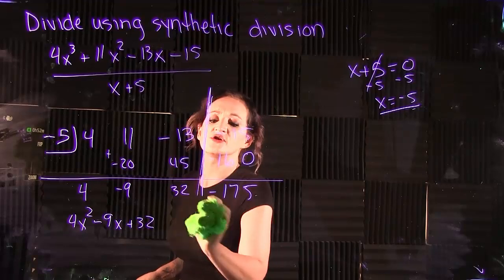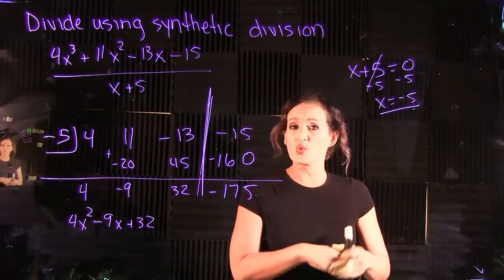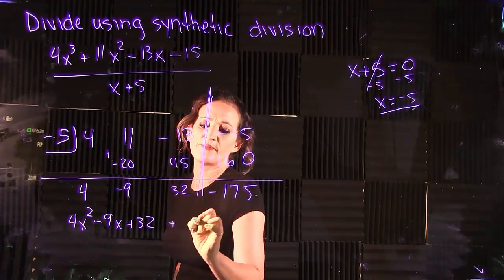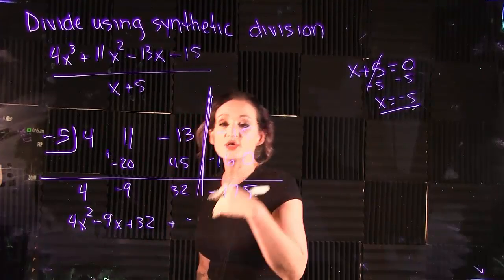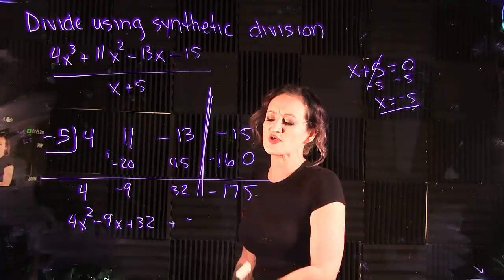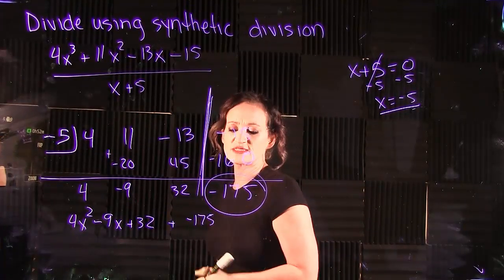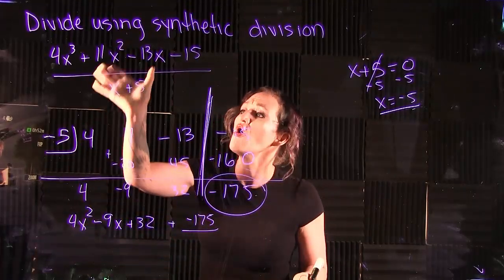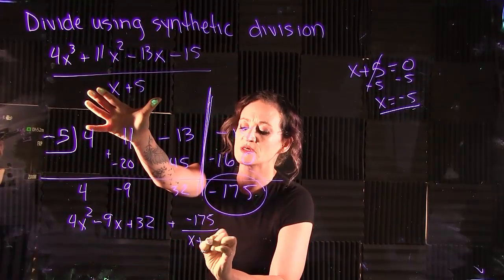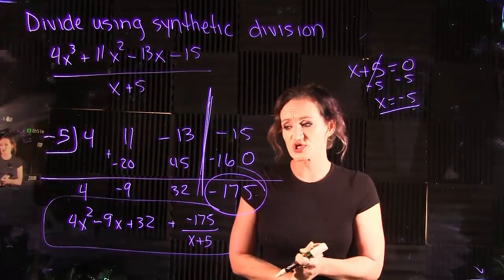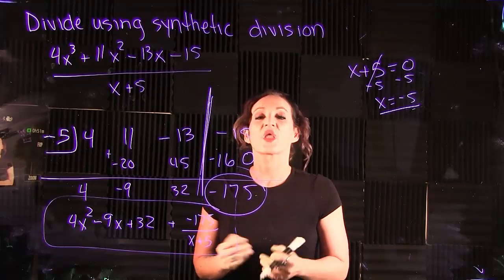And then you're just going to write your remainder like you would when you do regular long division with a fraction. We're going to put in a plus. You add your remainder over your divisor. So that looks like plus, whatever number's over here, write that down, negative 175. And you're going to put that over your divisor, which is the x plus 5. This is how you write your solution for this particular problem using synthetic division.